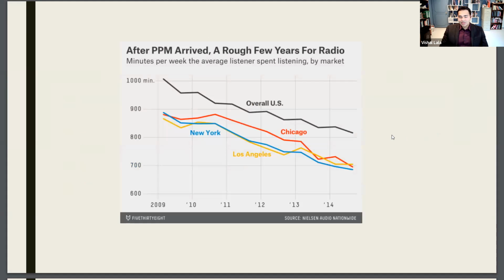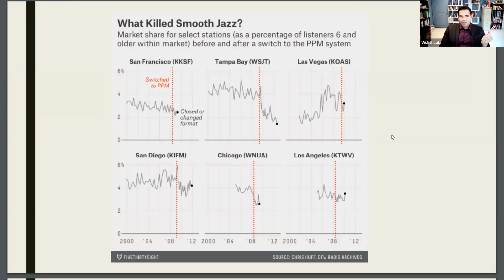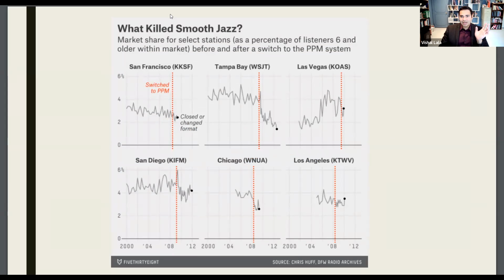So what turns out is that after PPM arrived, they were measuring and looking at how much people were listening to on the radio, and they noticed that radio listening was dropping across the board. And when they dug deeper into what was going on specifically, they noticed that it was not people listening to radio less across the board, but the drop was more so for certain kinds of music. Right, so you look at this here closely.